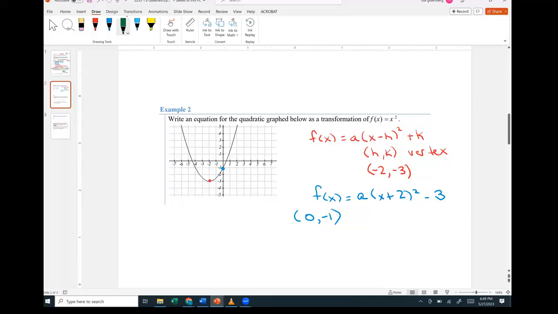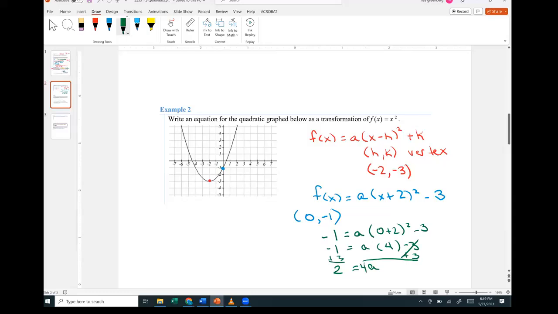Let's do it in a new color. So we have -1, because f of x is the same as y, is equal to a times 0 plus 2 squared minus 3, minus 1 is equal to a times 2 squared, which is 4, minus 3. I add 3 to both sides. This becomes 2a. The -3 and +3 will cancel. We can say this is 4a.